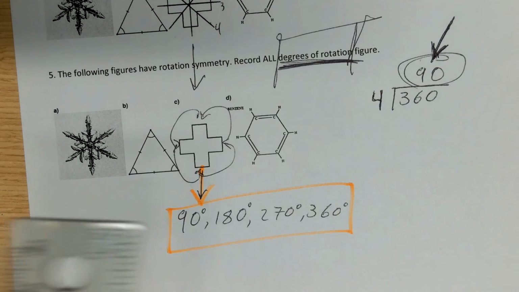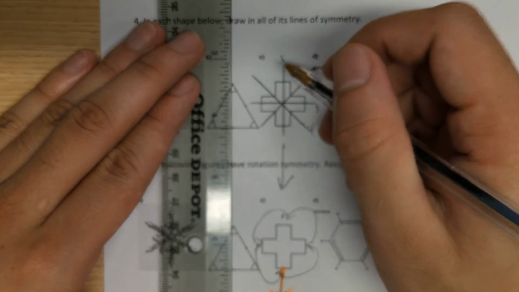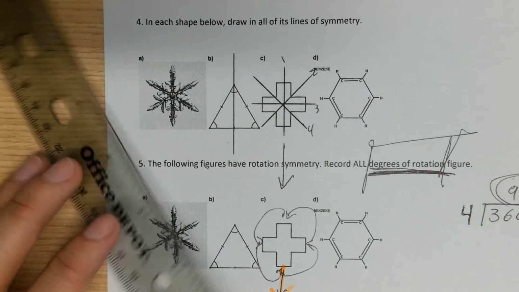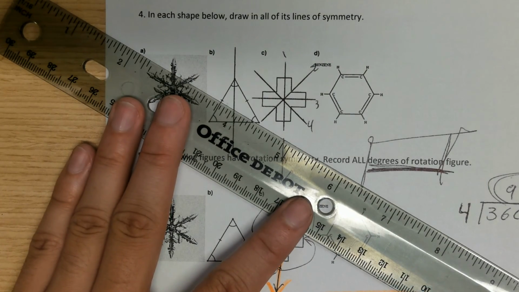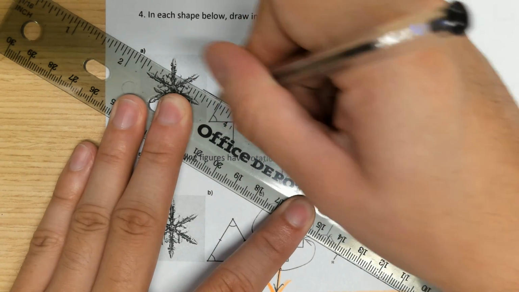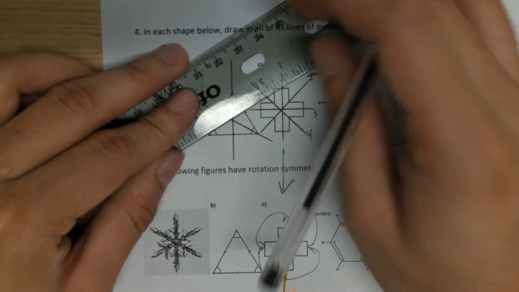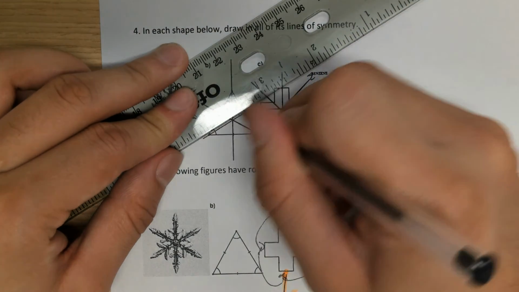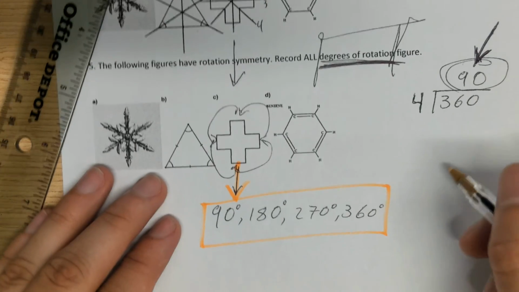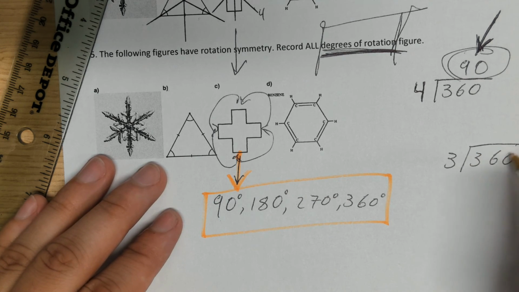Let me do one more. The triangle is going to have a line of symmetry there. It's going to have another line of symmetry there. And it's going to have one more line of symmetry right there. So it has 3 lines of symmetry. So it's going to be 3 divided by 360.